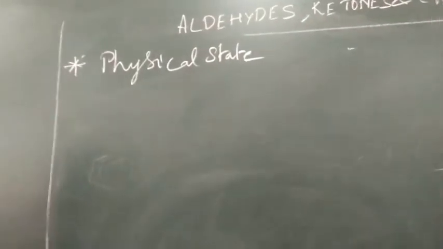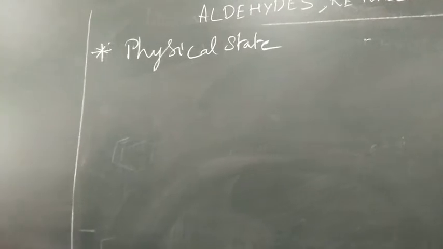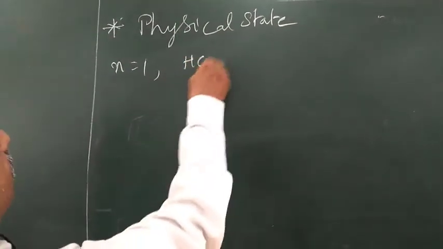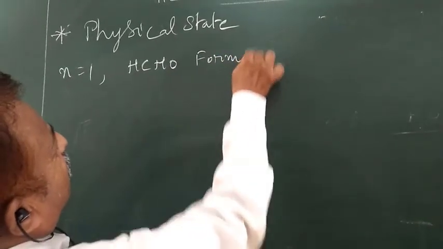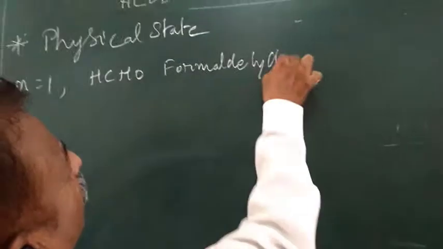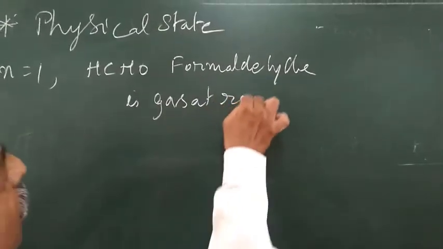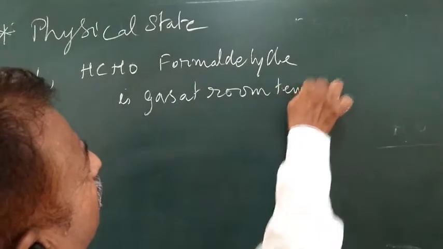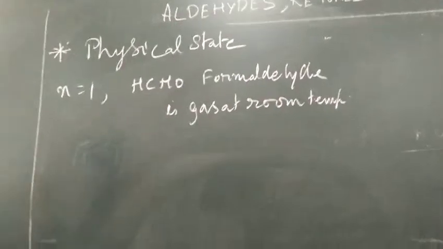Aldehydes: the first members are gases or liquids, and as the alkyl chain length increases, they are solids. That is, the first aldehyde is n equal to 1, HCHO. This is formaldehyde. Formaldehyde is a gas at room temperature, and of course it is soluble in water.